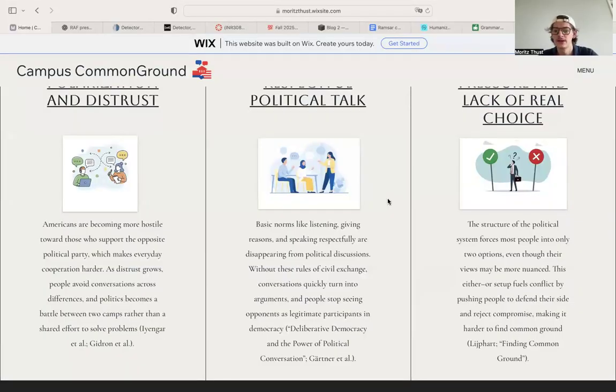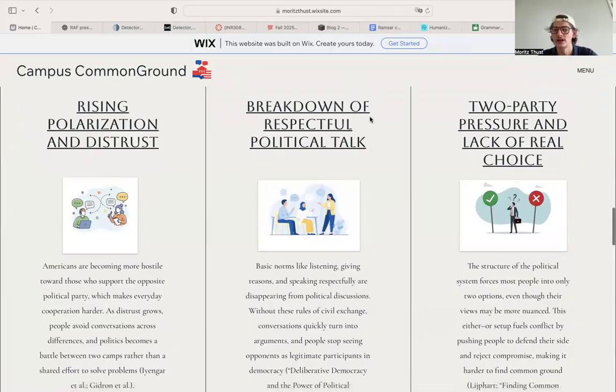Now this is very, very important to me that people start respecting these rules and start talking to each other again. Because if it's always this argument, always this fight, there's just no way you can work together in society.